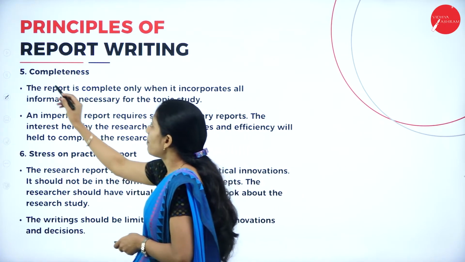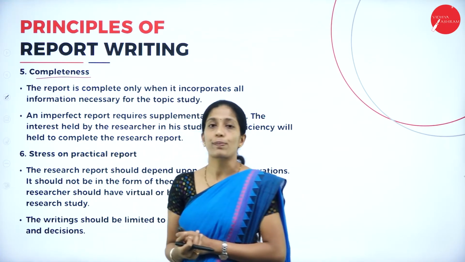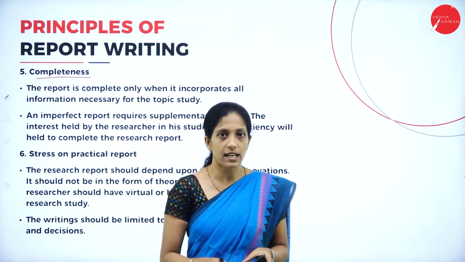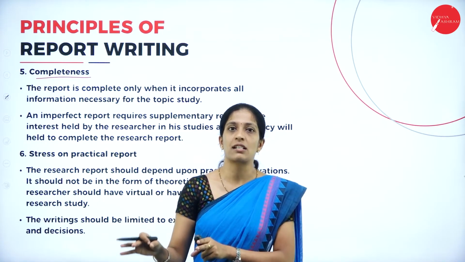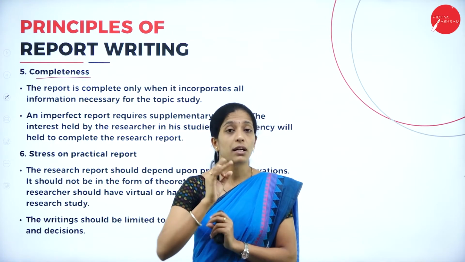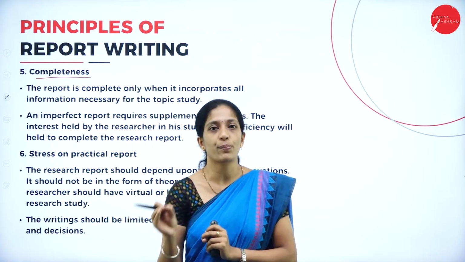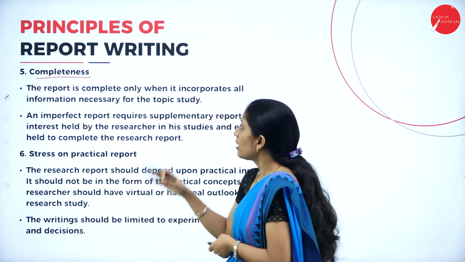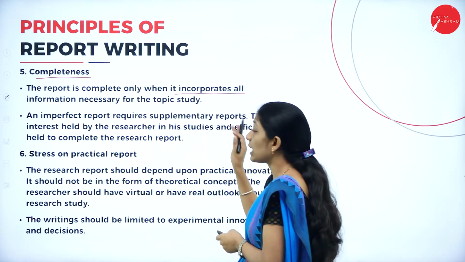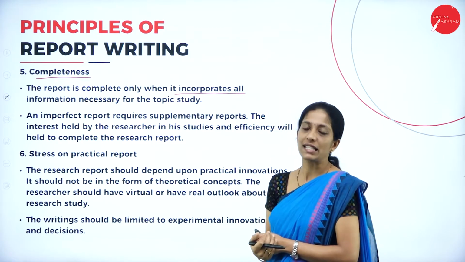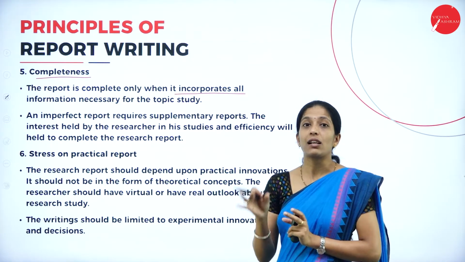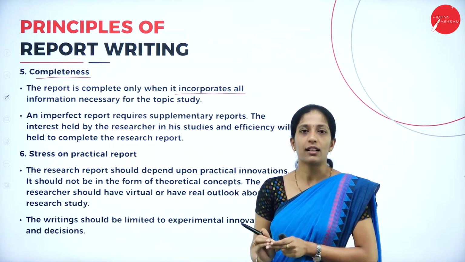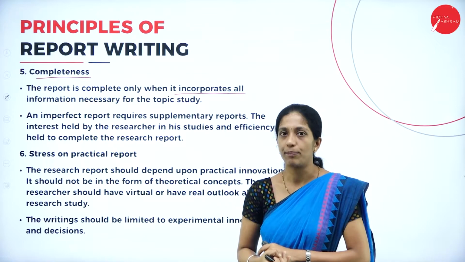And the next one is completeness. Here the research report should be complete in nature. Whatever research activity has been conducted, everything has to be presented in the form of a report, but make sure that only the important points are included here, not all the contents. The report is complete only when it incorporates all the necessary information. Only if all the important information is included can we say that the research report is complete.